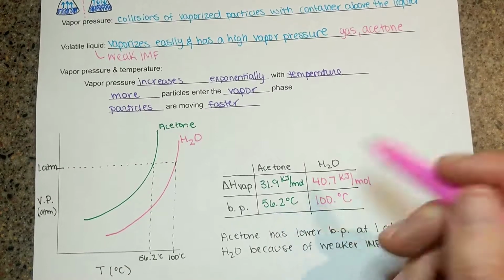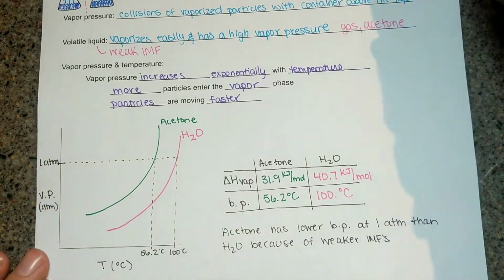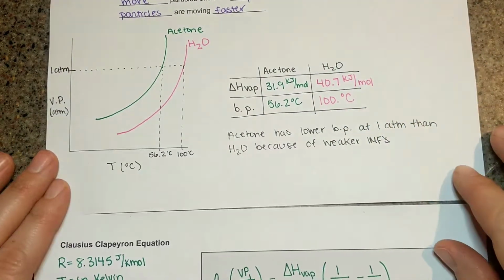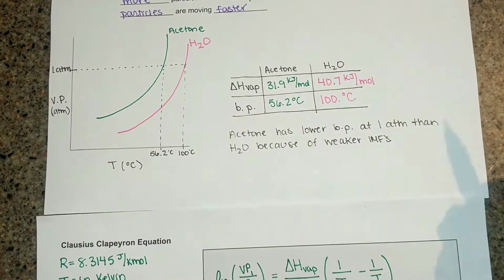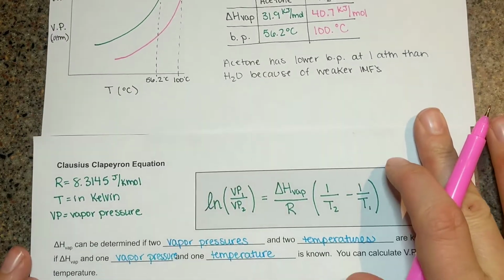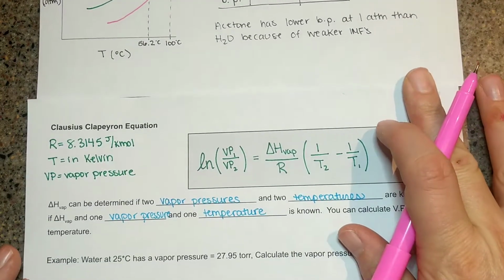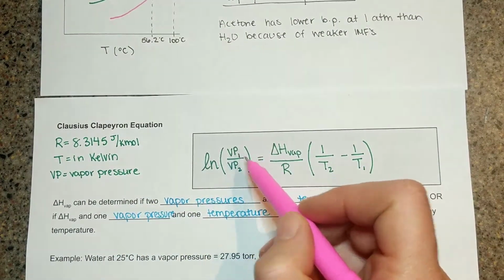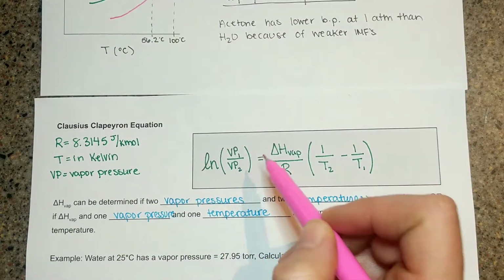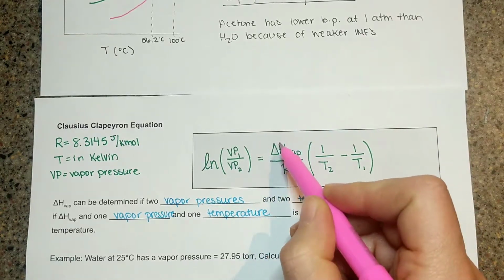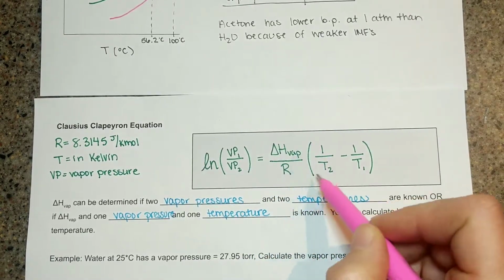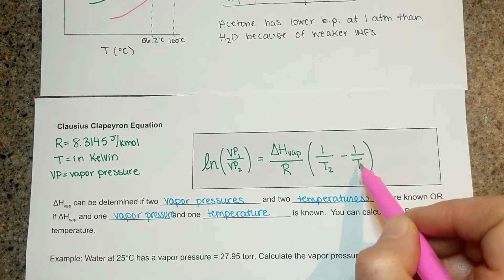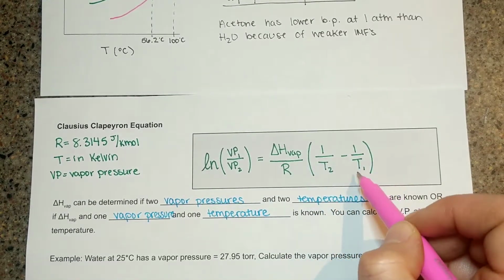to change phases. We can use a mathematical equation to determine vaporization or vapor points and vapor pressure. It's called the Clausius-Clapeyron Equation, and you get to use natural logs. Here, the natural log of vapor pressure 1 divided by vapor pressure 2 is equal to the heat of vaporization divided by R times the inverse change in temperature. So 1 over T2 minus 1 over T1.